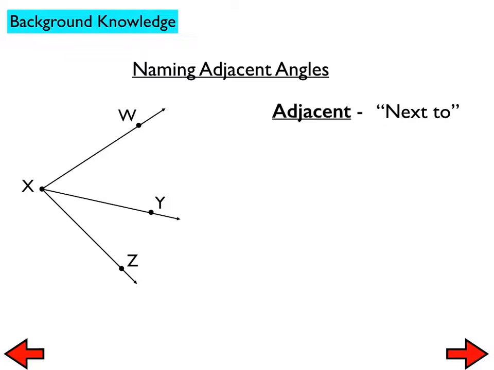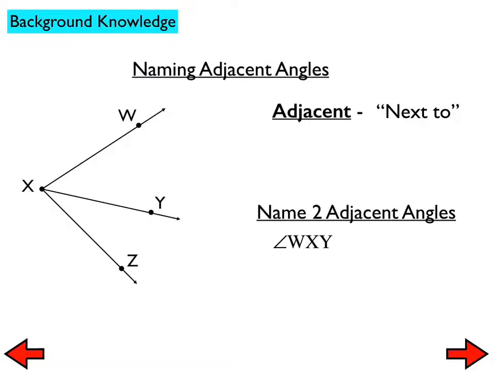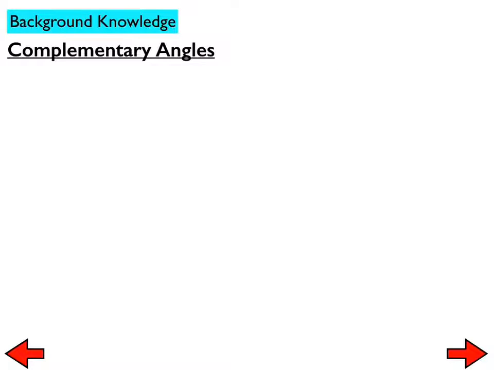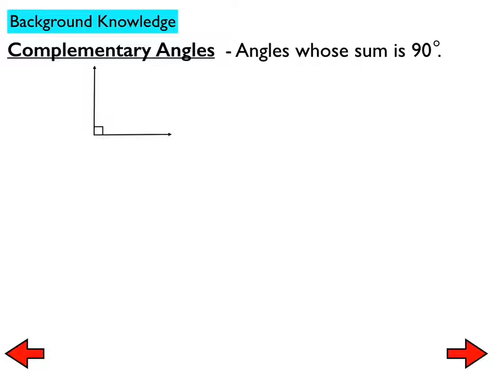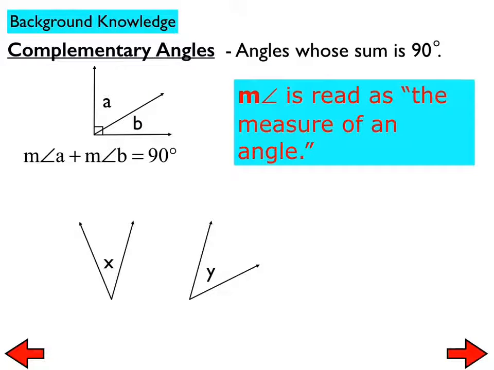Okay, this is yesterday. Then we talked about the first relationship, which was adjacent angles, which means next to. So the 2 adjacent angles in this picture would be angle WXY and angle YXZ. Then we talked about complementary angles, which are angles who add up to how many degrees? 90 degrees. And usually they look like this, where it's easy and they're next to each other. A plus B would make 90. But do they have to be next to each other? Nope, they don't have to. They don't have to be adjacent as long as the measures add up to 90.